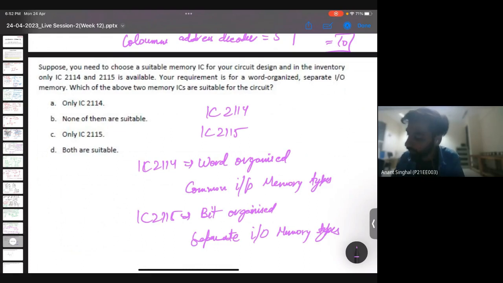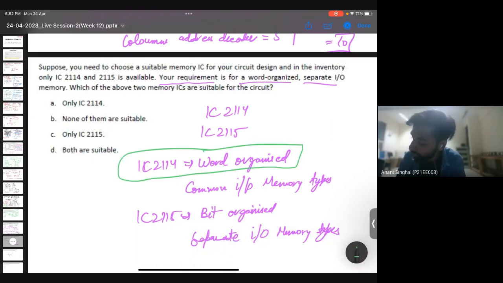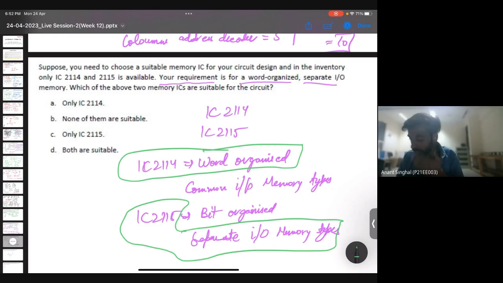So the question now says your requirement is for a word organized and separate IO. So for word organization, what we require is IC2114, and for separate IO, we require IC2115. And we have only a single IC, so it is not like it will happen from a single IC only. So the correct answer is none of them will be suitable for this operation since we require both of them together. So only one IC will not do the operation given in the question. I hope it is clear.